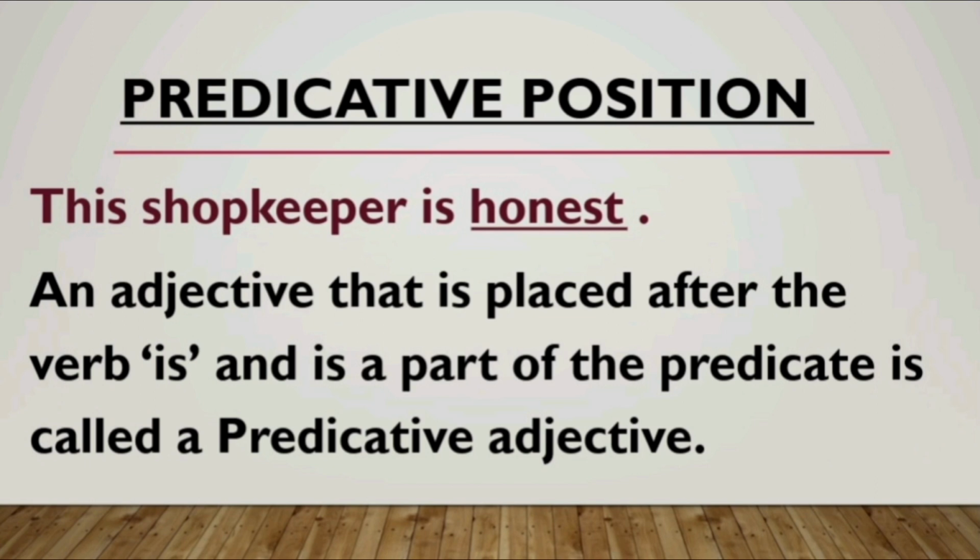Therefore a predicative position of an adjective is a position in which the adjective is placed after the verb is and forms the predicate of the given sentence. A predicative position of an adjective deals with the position which is after the verb is and therefore forms the predicate of the given sentence structure.